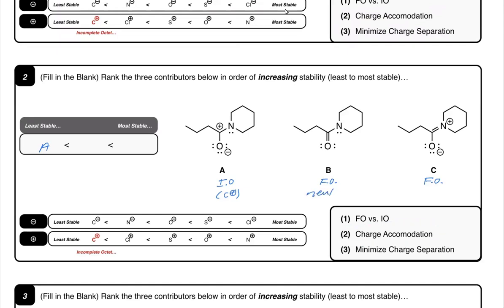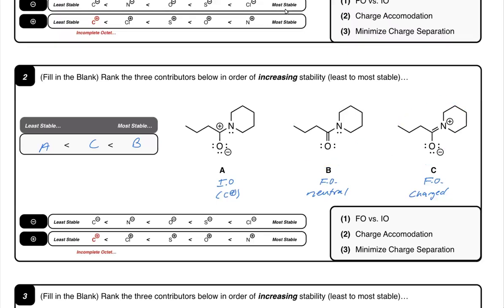But what we're going to notice is that B is overall neutral and C is charged. Now, if you're comparing something that's neutral to something that's charged, the one that's neutral is going to be more stable, because usually having charge leads to a higher energy state. So again, to recap that, we looked at octet status that made A the least stable, and between our full octet structures, one was neutral, and that inherently made that more stable than the one that was full octet and charged.